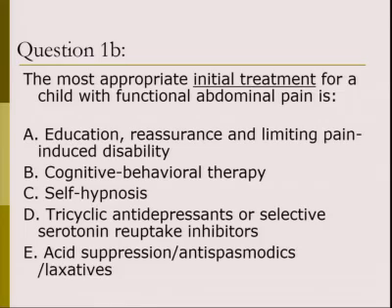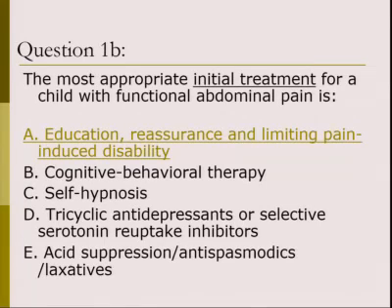So the correct answer is A, although admittedly all of these are potential treatments for functional abdominal pain. So first we start with education, reassurance, explaining the brain-gut axis, and limiting pain-induced disability. But similarly, we use cognitive behavioral therapy, sometimes use acid suppression, antispasmodics, and laxatives, and occasionally use antidepressants, which can be helpful in this particular population.